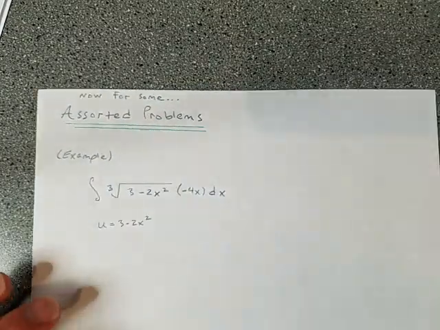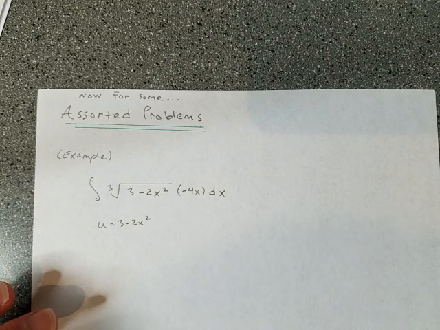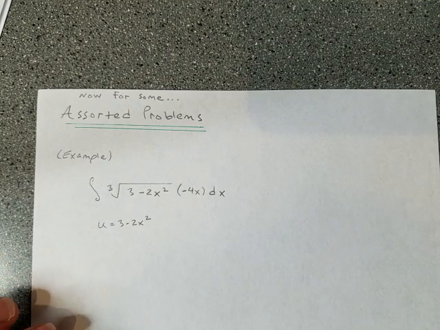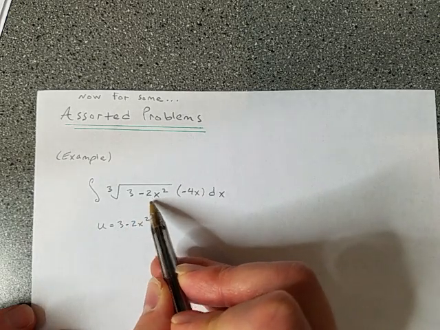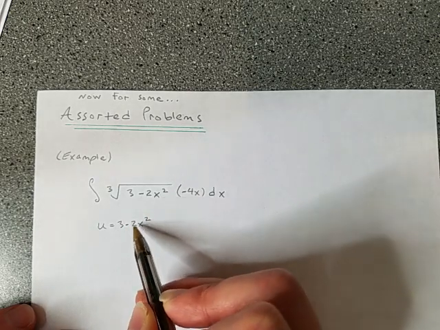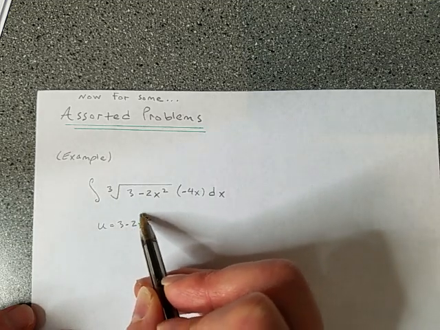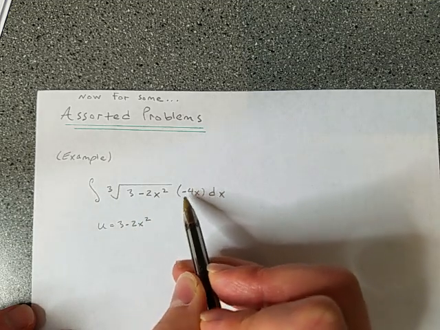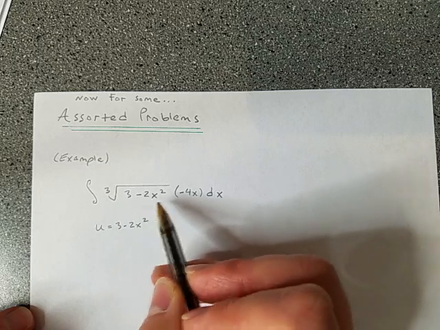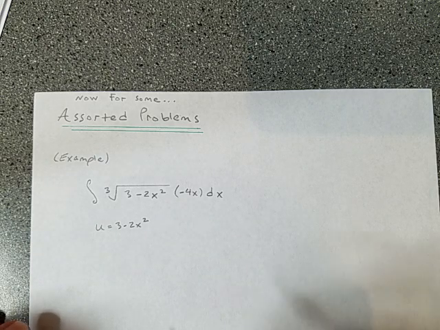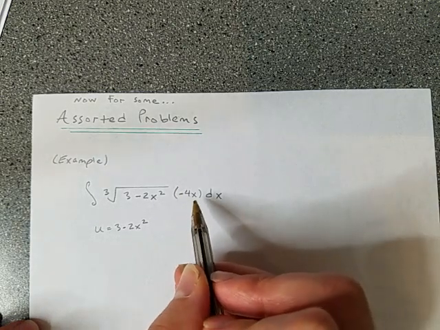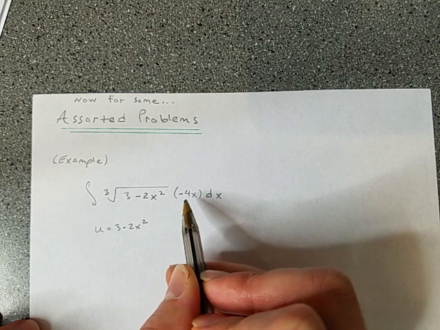All right, and what's the reason for that? Well, there's different ways that a person could understand this, but one reason is that if I chose this to be u, what's the du? Isn't the du negative 4x? Well, that's this. So one technique that I talked about in my last video is that you choose u such that its derivative appears elsewhere in the problem, and then you'll have u and du.